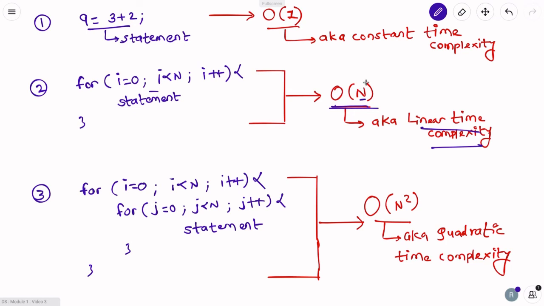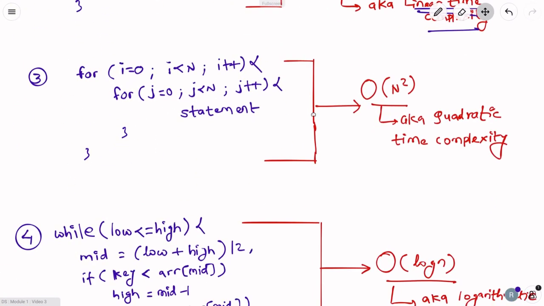In that case we can say that the time complexity is a linear time complexity. Let's go ahead and explore the next code snippet. We have a for loop, we have a nested for loop.